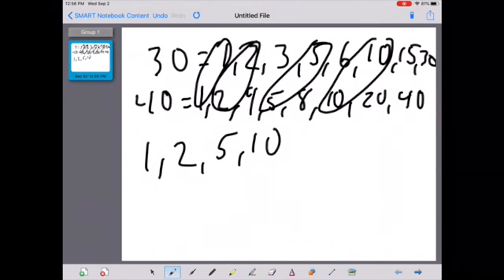B says what's the greatest? So this is A. For B, it's the biggest number here, which would be 10. So you can start to see a short question, decent amount of work.